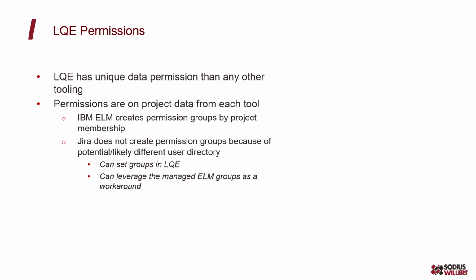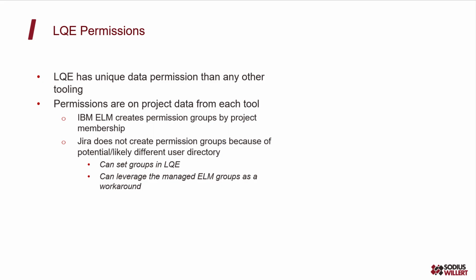The other side of this is LQE permissions. The way that LQE operates is indexing all that information for you to be able to do reports. It actually has its own separate permission model, even for the IBM data. And so we'll take a look at how those permissions are set up. IBM itself, on their data sources like Doors Next, automatically creates groups, permission groups that allow access to that information based on the membership of a project within the Doors Next tool.